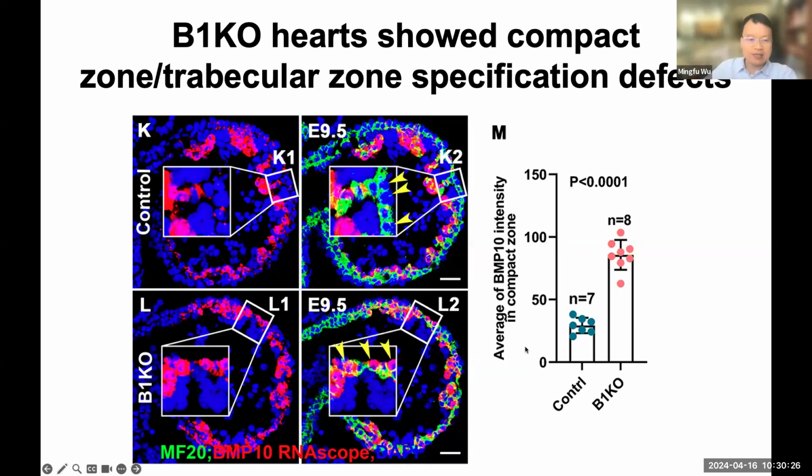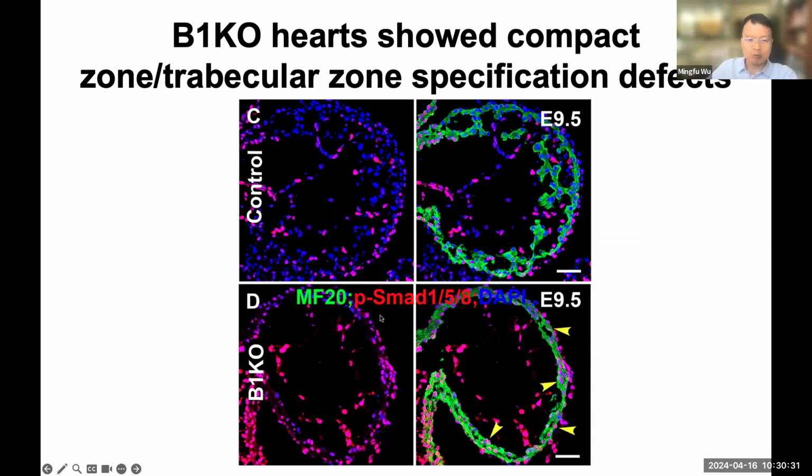Okay, so we then further examined the downstream of BMP10 by staining for p-SMAD 1/5/8. Different from the control, in the knockout we can see a lot of p-SMAD staining in the cardiomyocytes, in both the trabecular zone and the compact zone, suggesting that there's a trabecular zone-compact zone specification defect, with BMP10 as a marker, which is further confirmed by the p-SMAD 1/5/8 staining.